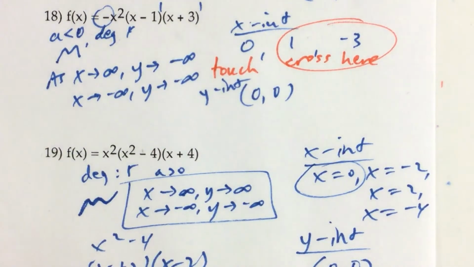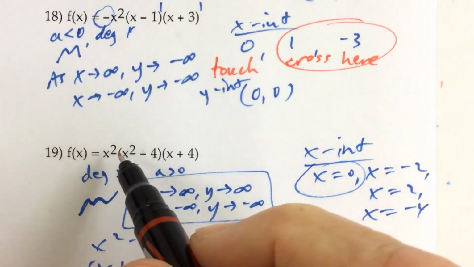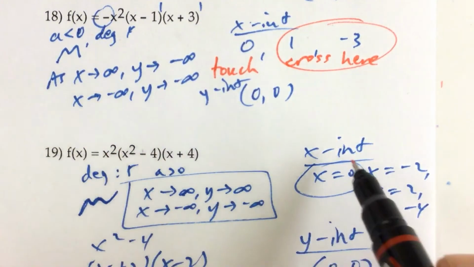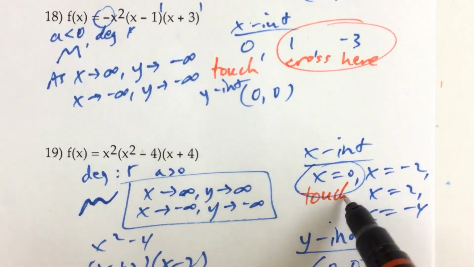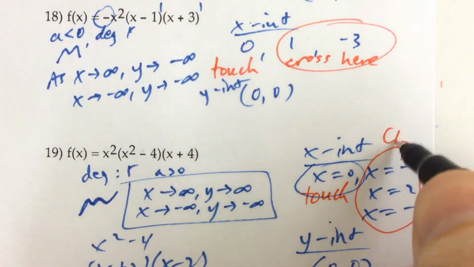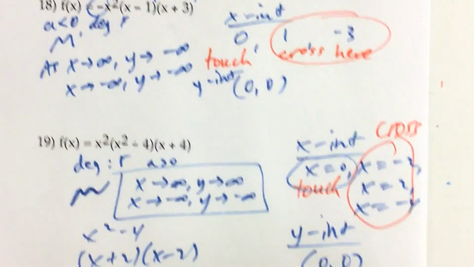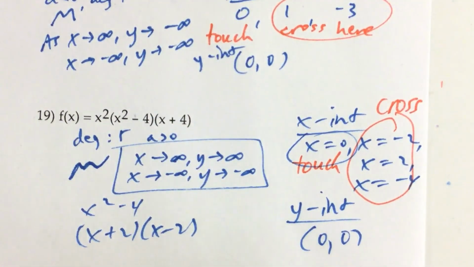Oh, and then the crossing and touching. So the graph is going to touch the x-axis at 0, and then it's going to cross at all these guys. It's going to cross at the other 3. And I think that's about it.